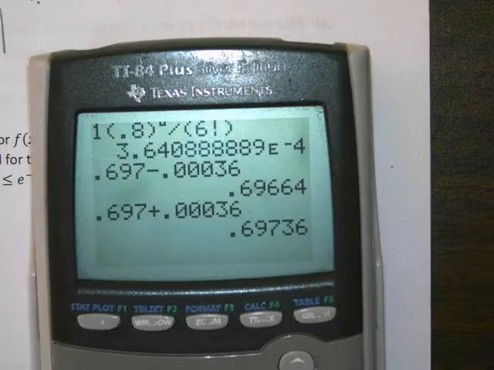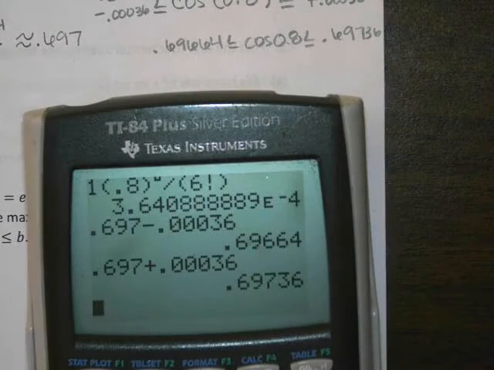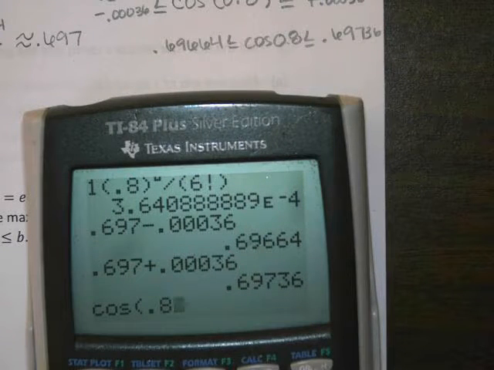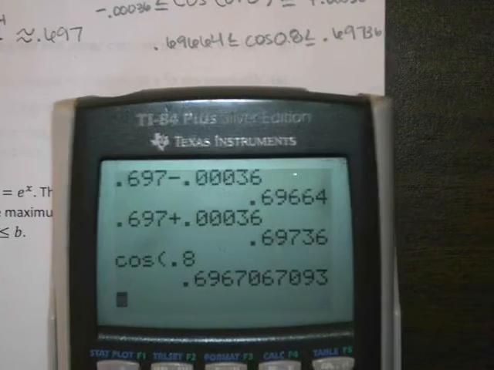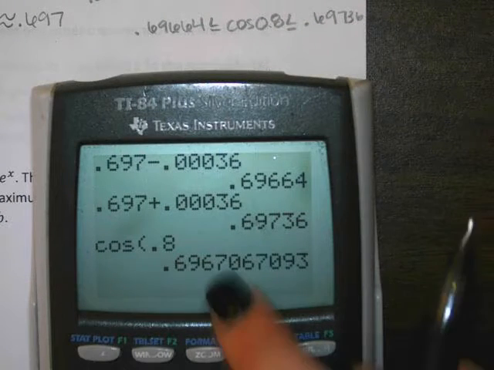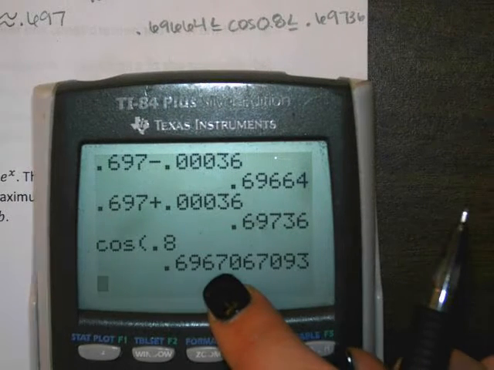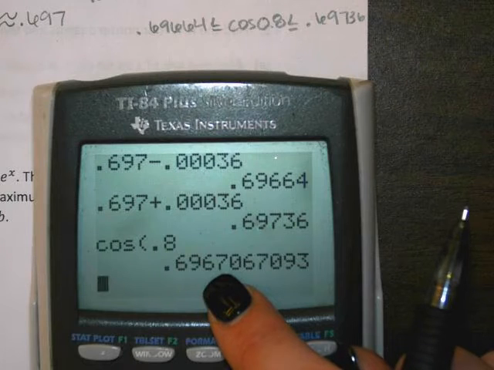And if you want to check these as you go to see if your answers are making sense, you can actually type in cos of 0.8, because we do know how to type that in, and see if the answers are pretty valid. And if you look, this one's pretty good. Yeah, that's really accurate.